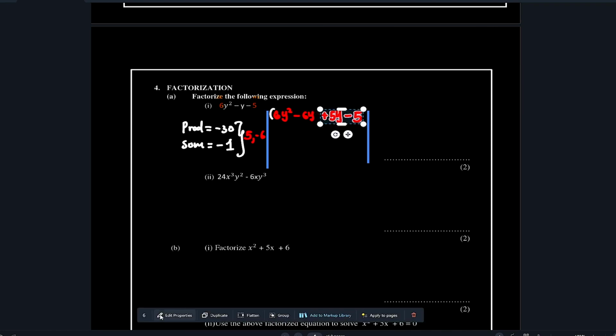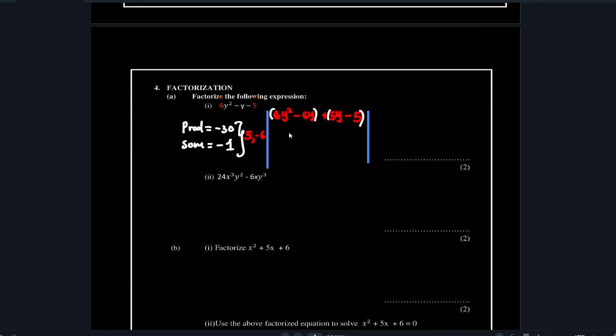If we group them together like that, we can easily factorize what's common in each of the brackets. In the first bracket, you can see 6 is appearing both sides and also y is appearing both sides. So we are going to factor out 6y. We remain with y minus 1. In the second bracket, you can see 5 is common, so we are going to factor out 5. We remain with y minus 1.